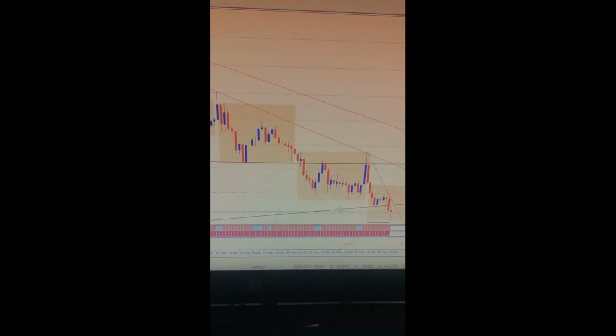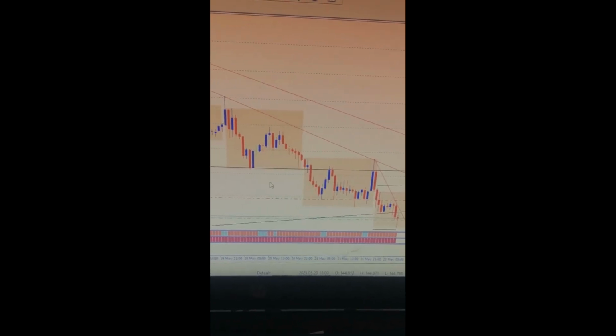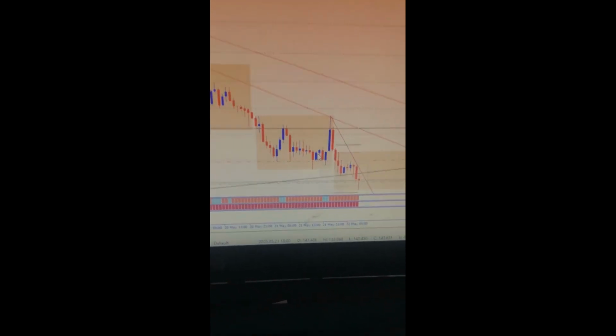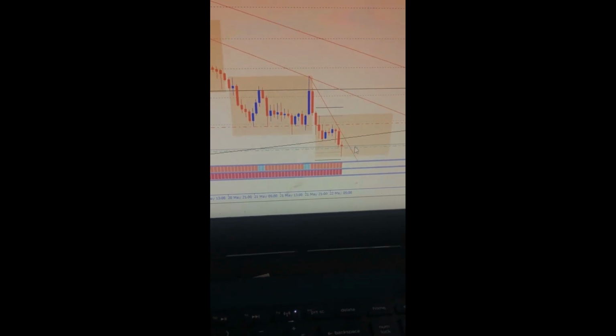Let me tell you guys why I shouldn't have entered this trade. So this trade is actually a USD JPY trade. You can see I'm currently in the trade right now. This is where I entered. This is my stop loss.